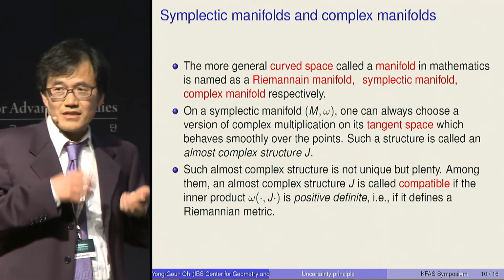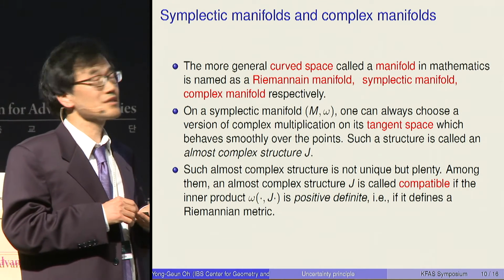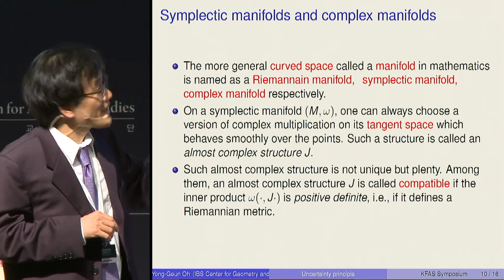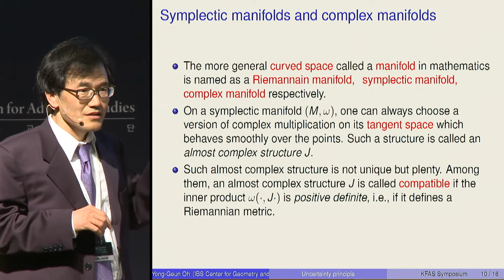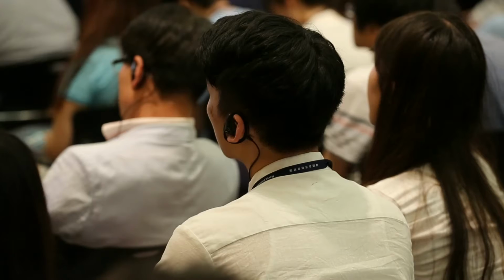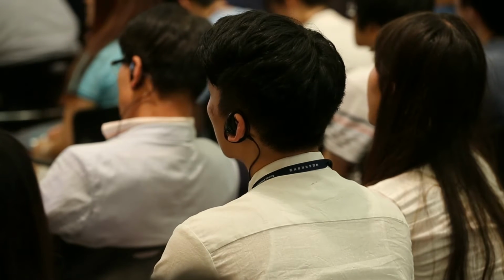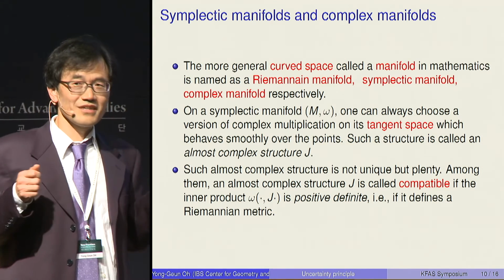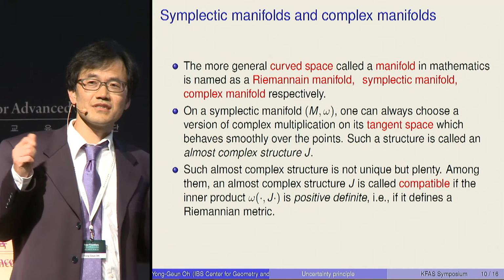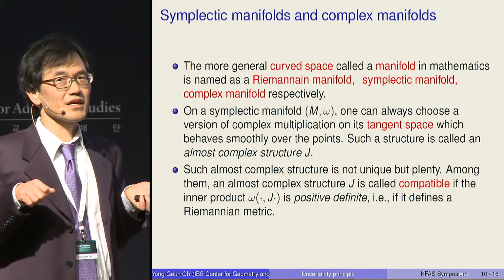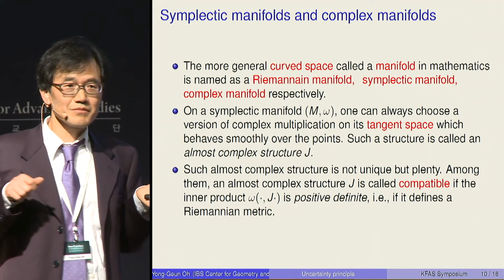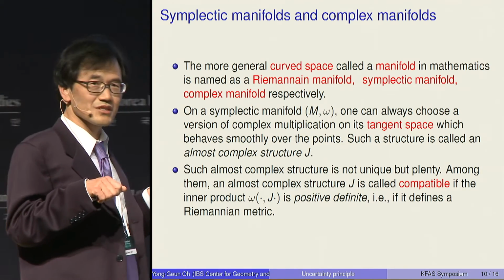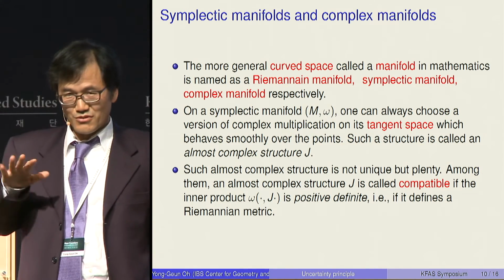And if you globalize these geometric structures, you will get the so-called manifolds in general. A Riemannian manifold is a manifold with a Riemannian metric derived from the Euclidean inner product. A symplectic manifold is a manifold equipped with a symplectic form. And a complex manifold is a manifold equipped with complex multiplication on its so-called tangent spaces.